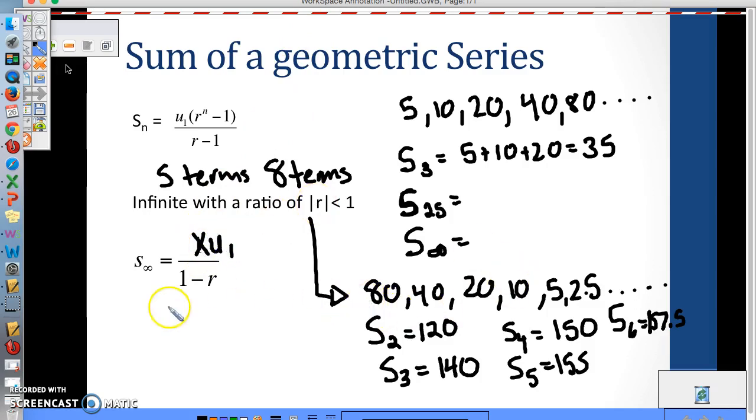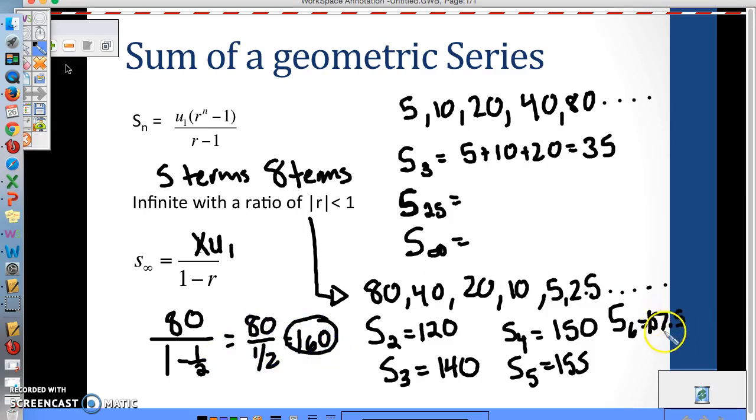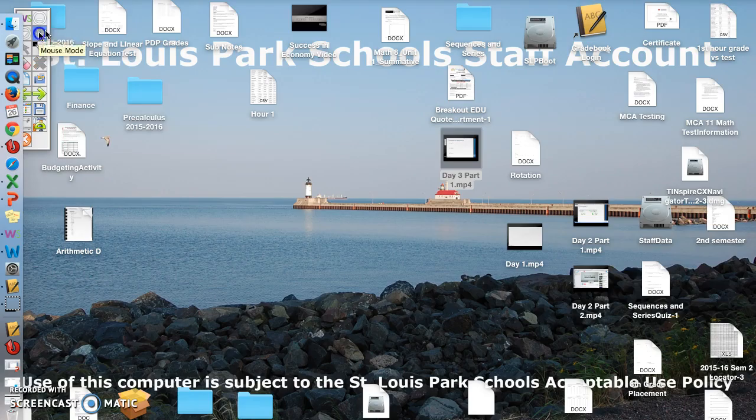Is we take our first term, 80, over 1 minus our ratio, which is 1/2. So we have 80 over 1/2, which is 160. Which kind of makes sense here. If we keep adding a smaller and smaller number, we're going to get really, really close to that 160.